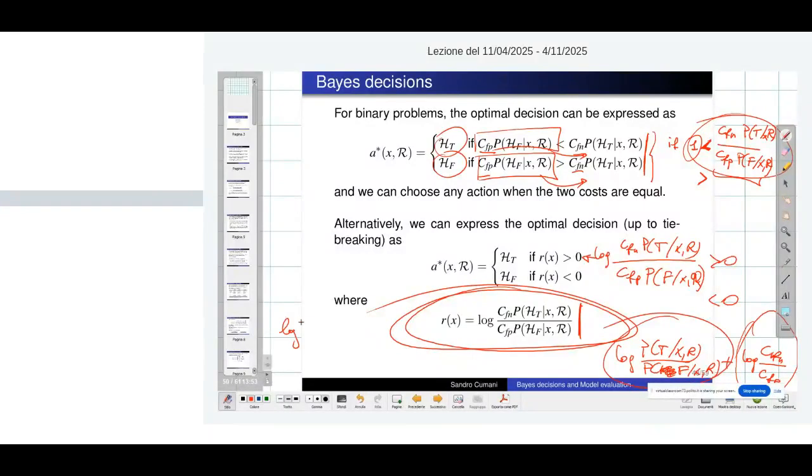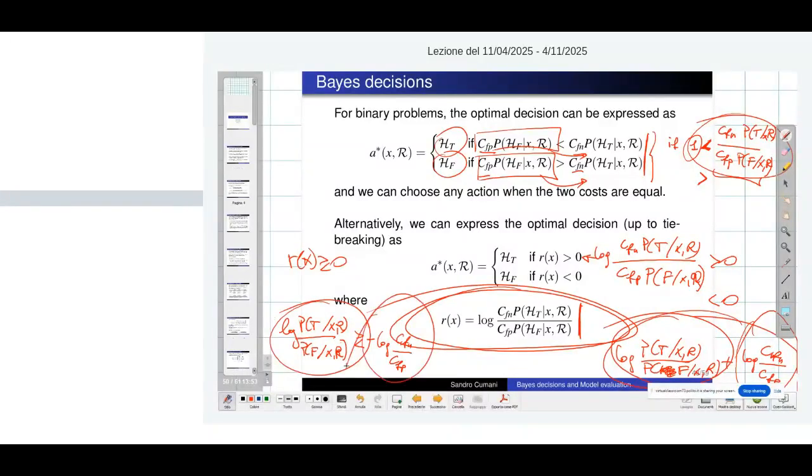Now we can compare the class posterior ratio that we were using before with what? Well, now we compare it with minus logarithm of cost of false negative divided by cost of false positive. We want to compare R with 0 to make our decision. R can be expressed in this way, which corresponds to taking our posterior ratio and now comparing it with a value that depends on the ratio of the two costs of errors.